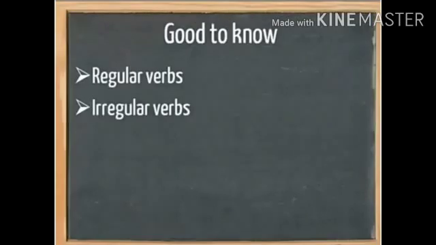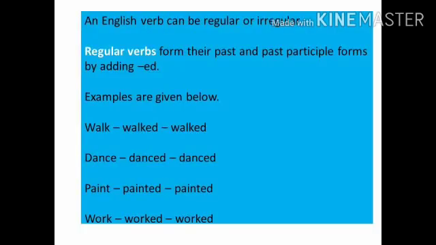But before we get started, it's good to know that in the English language we have different regular and irregular verbs. Now let's get started. An English verb can be regular or irregular. Regular verbs form their past and past participle form by adding ed to the base form, like walk, walked, walked, dance, danced, danced, paint, painted, painted. Means second and third form remain same.